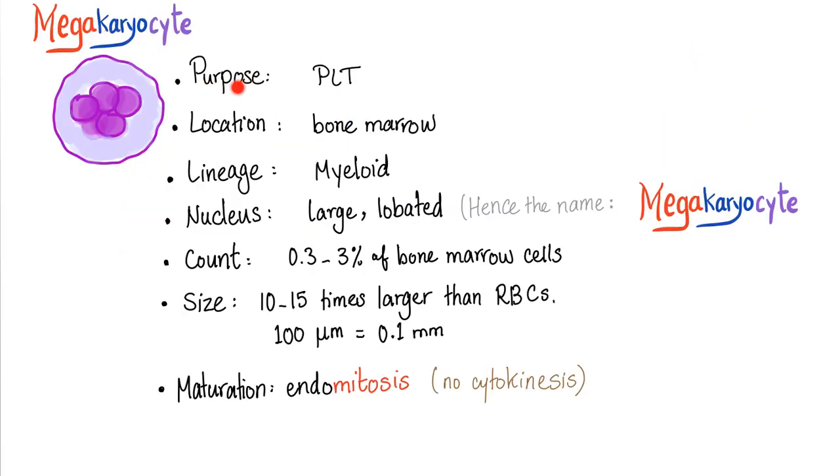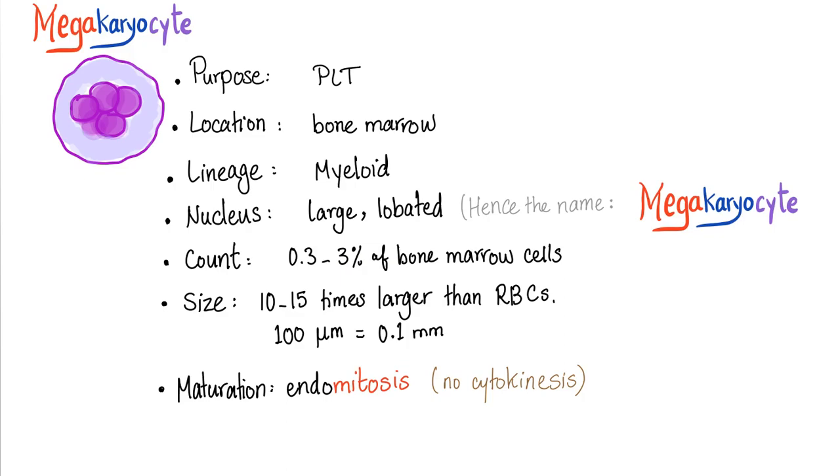Megakaryocyte, what's its mission and core purpose? To produce platelets. Location: in the bone marrow. You never see them in the spleen normally. You rarely see them in the peripheral smear. You can, but it's rare, or they constitute a very tiny percentage. Lineage: myeloid, not lymphoid. Nucleus: large, lobated or lobulated, whatever you want to call it. Hence the name megakaryocyte, big nucleus.